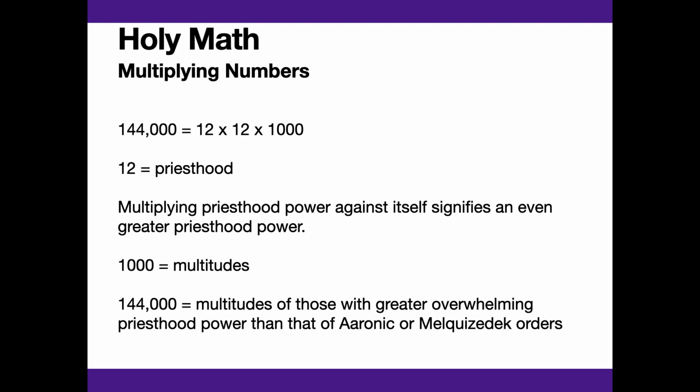Then we take it times 1,000, which means multitudes. So we have multitudes of those people with greater overwhelming priesthood power than that of Aaronic or Melchizedek orders. So we're very much talking about the patriarchal order, not the Aaronic or Melchizedek orders. That's what we get when we take the 12 and the 12 multiplied by each other. We're ascending up an order to the patriarchal order.